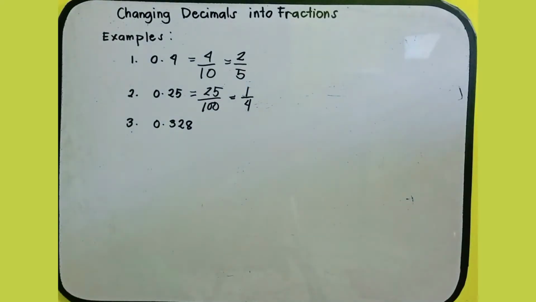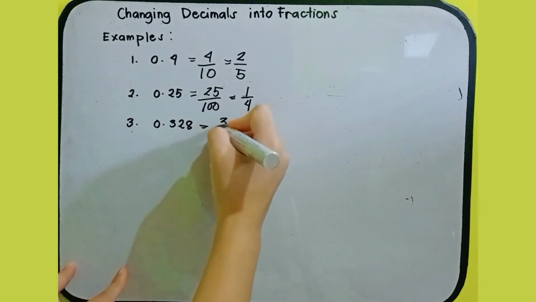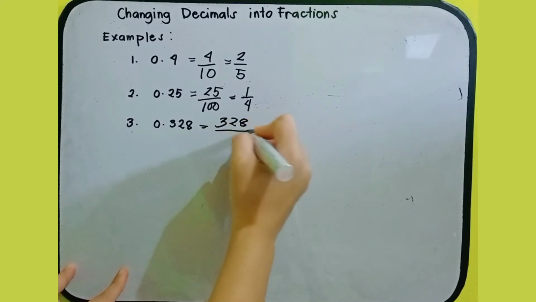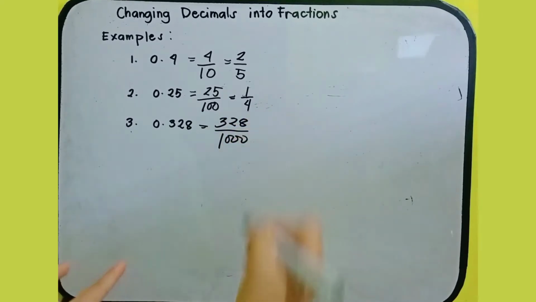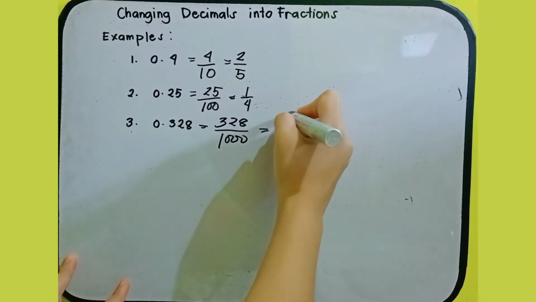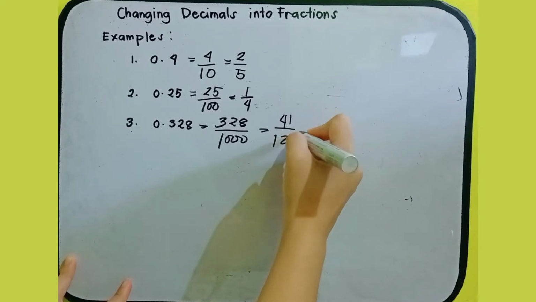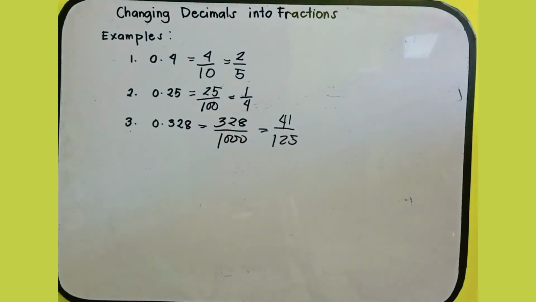And for our third example, we have 0.328. So we have 328 over 1,000. And 328 over 1,000 is equal to 41 over 125 when it is simplified. So it was quite easy to change any terminating decimal to a fraction.